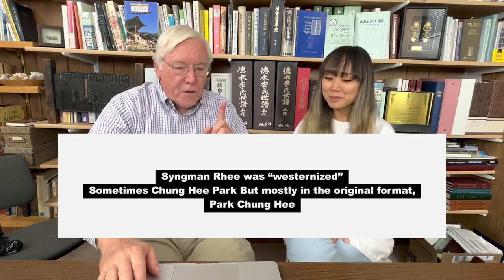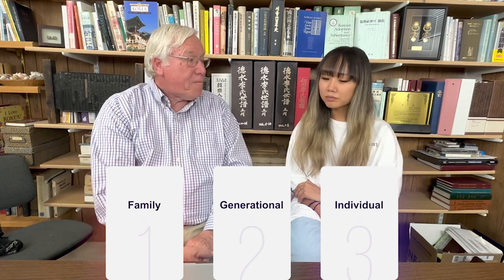And because of him, some people want to say Chung-hee Park. But these days, most people say Park Chung-hee. And most Korean names go the Korean style. They don't try to westernize it. So that's better. There are three parts to a Korean name, right? There's a family name, then there's a generational name, and then an individual name.